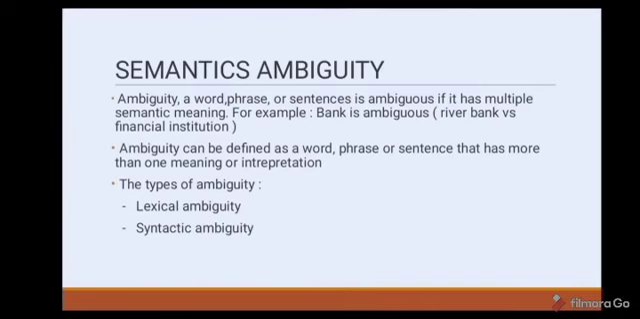Semantic ambiguity. A word, phrase, or sentence is ambiguous if it has multiple semantic meanings. For example, bank is ambiguous. River bank versus financial institution. Ambiguity can be defined as a word, phrase, or sentence that has more than one meaning or interpretation. The types of ambiguity: 1. Lexical ambiguity. 2. Syntactic ambiguity.